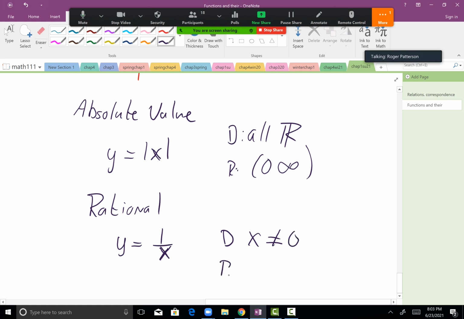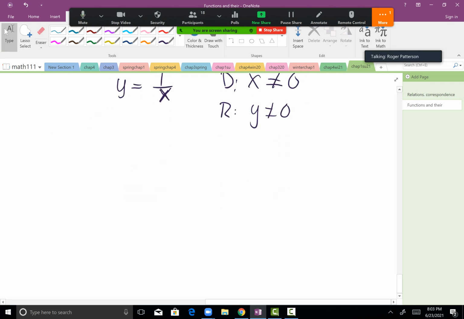All right, and the same thing for the range. We can't have 0 in, and we can't have 0 out. All right, and that's a simple rational. Again, they get a little more complicated later on. I want to do one more, and then that'll be it. We won't get to piecewise, but that's okay. We can do those on Monday.